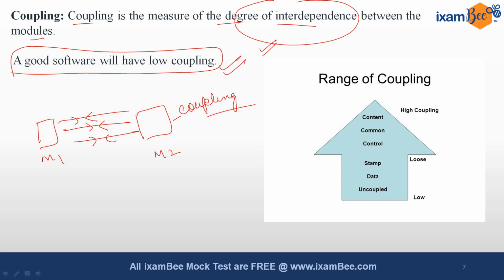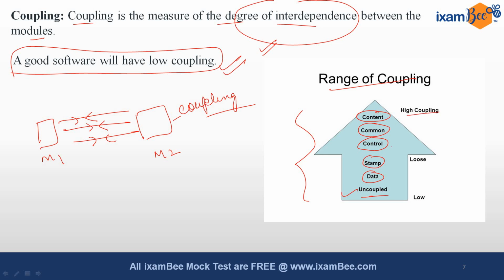There is a range of couplings, meaning these are all the types of coupling we have. We start from uncoupled, meaning there is no connection between any modules. If we have a software where no module is connected to any other module, that software is said to have the uncoupled nature. Then we have data, stamp, control, common, and content. As we move from downward to upward, the coupling increases.